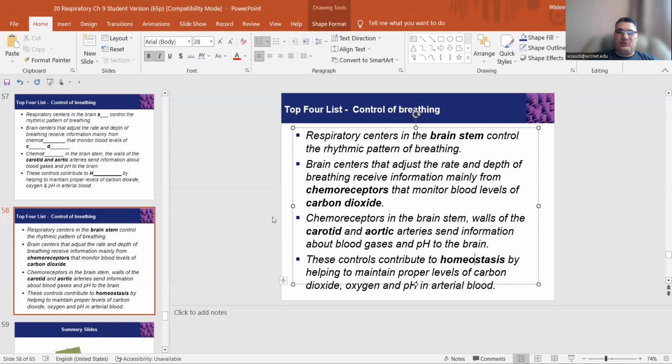Homeostasis of respiration. Homeostasis of, what's a homeostasis? This is what we've been talking about since we started the course. Homeostasis, keeping everything within normal range and normal function. Normal range, normal function. So this will control homeostasis.